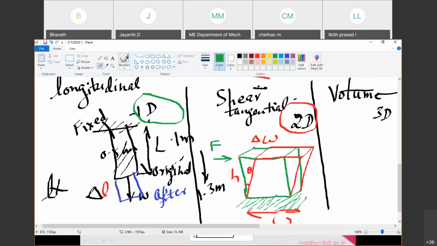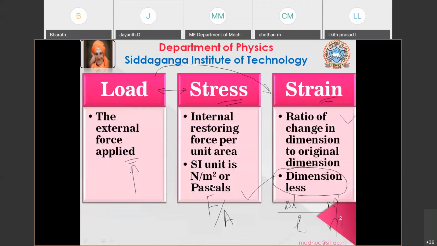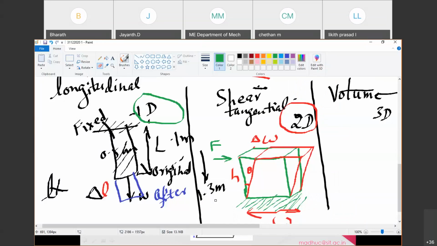So if you take stress, I told you stress is nothing but force by area, right? In this case, when I talk about longitudinal stress, it is still F by A. But in the first case, it is a one-dimensional force. That means there is change only in the length.